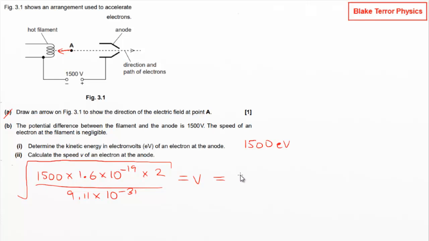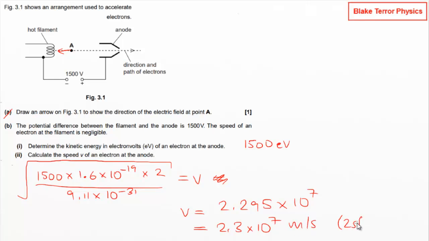So that is giving us that v is then, let's write it properly down here, 2.295 times 10 to the 7, which is 2.3 times 10 to the 7 meters per second to two significant figures. Right, so nice little warm up there. Assume there's more to it.